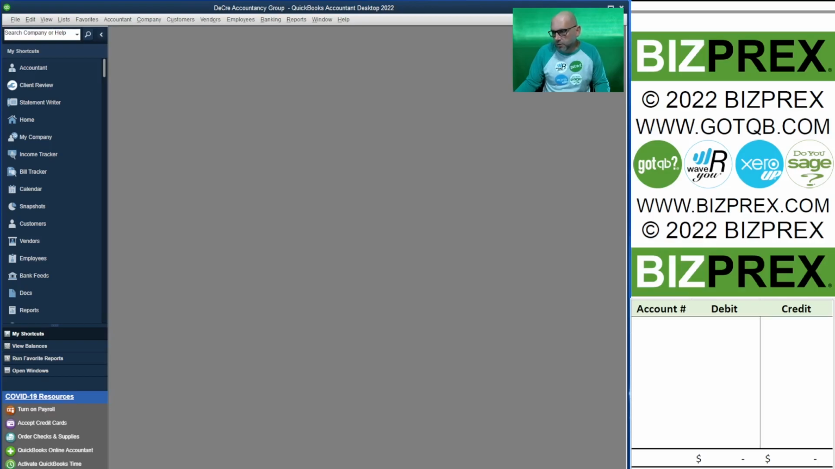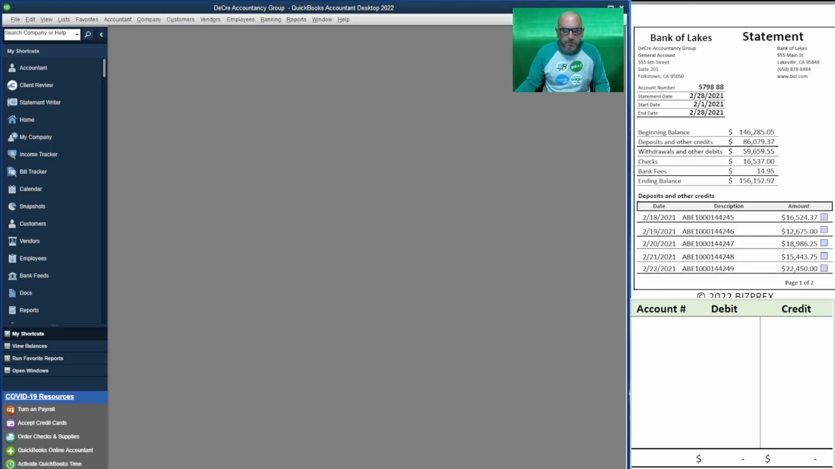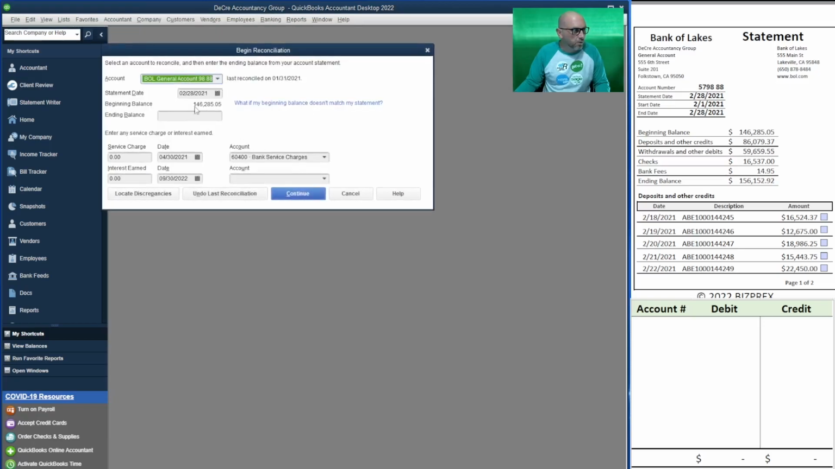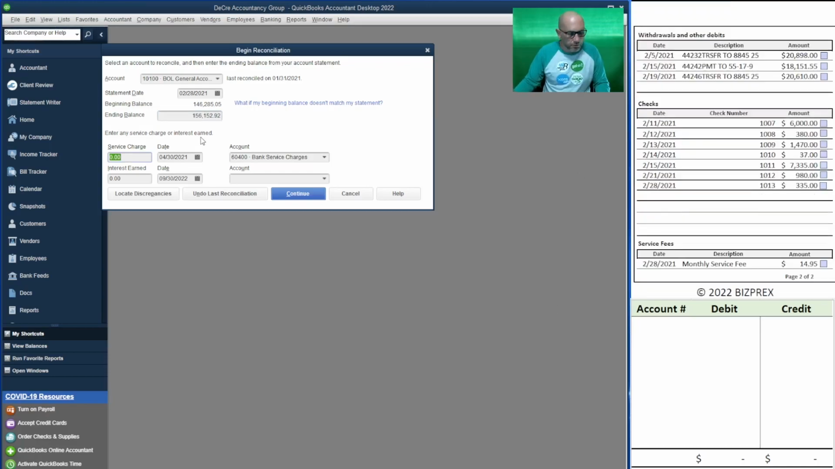And that's our general bank account. Here it is. General, yep. 156,152.92. Do we have service charges? Yes, we do. 1495 and 228.21. Let's make sure we book that correctly.